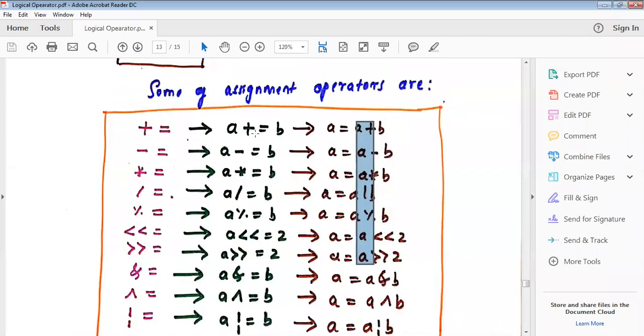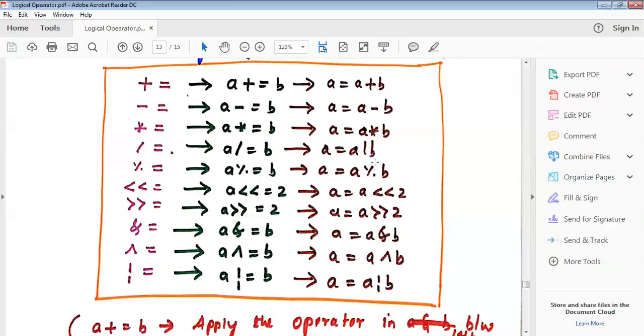So a plus is equal to b. What is the meaning of a plus is equal to b? It is equivalent to a is equal to a plus b. A minus equal to b is equivalent to a is equal to a minus b. A star is equal to b is equivalent to a is equal to a star b, like everything.